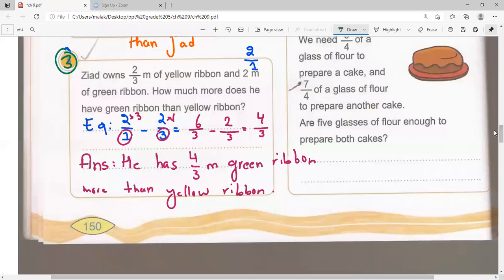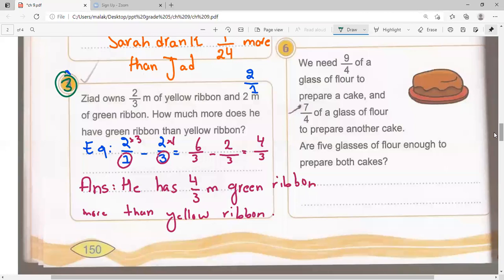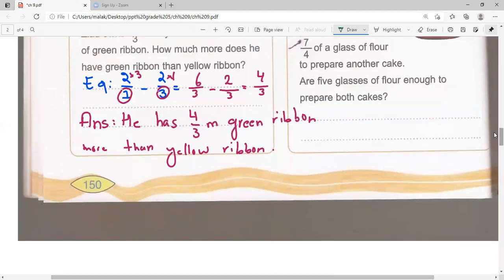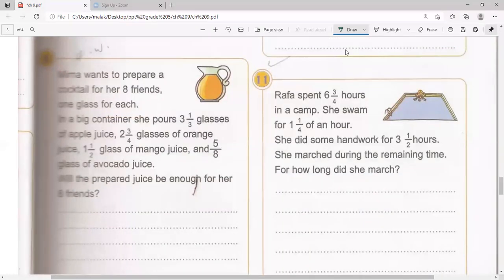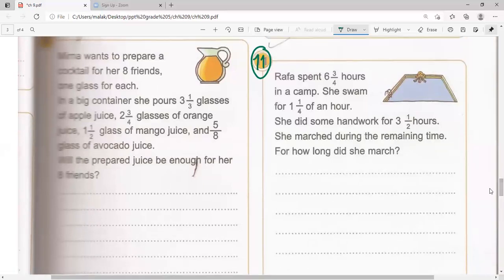The answer is 4 over 3. Is it correct? Yes, yes. Okay, done. Now the last problem, problem 11. It's so easy. Hussein Najm, read problem 11.